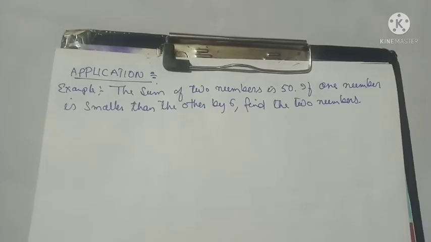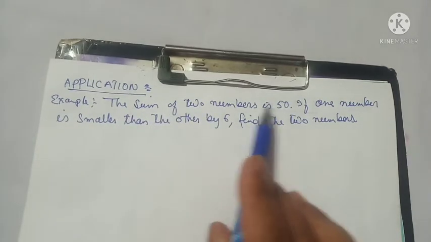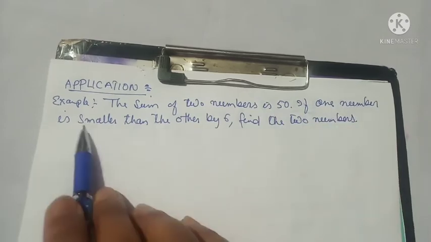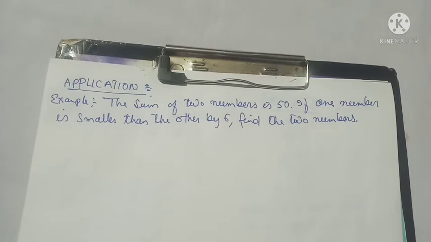Here is the application question. In this application question, we are going to use the methods that we have done previously. Both methods we can apply here, and we can solve this application problem. Okay, see, the sum of two numbers is 50. If one number is smaller than the other by 6, find the two numbers. It means that there are two numbers. We have to find out the two numbers.